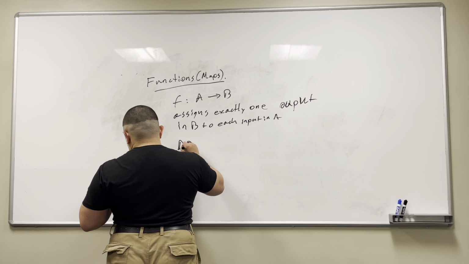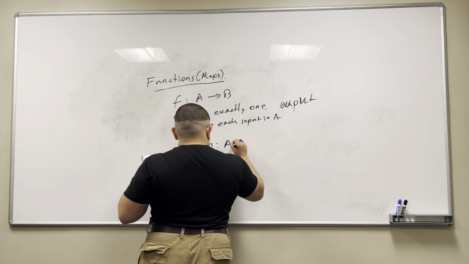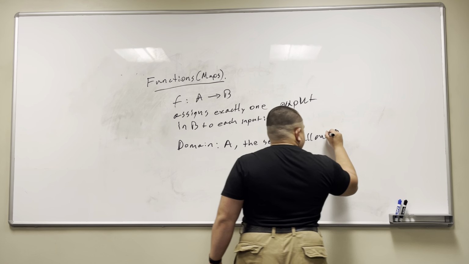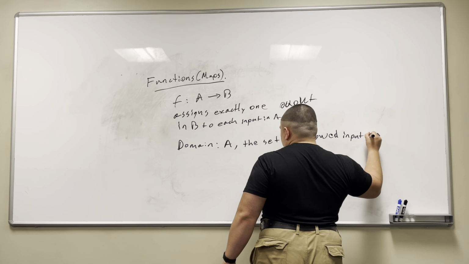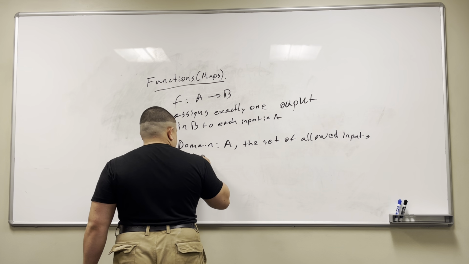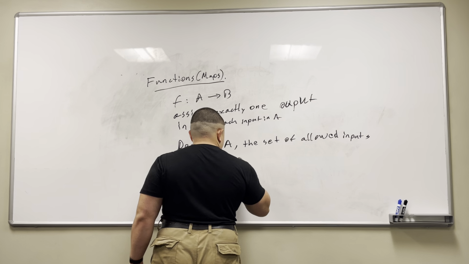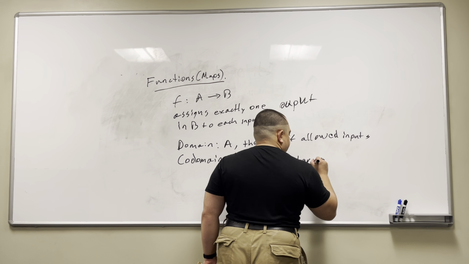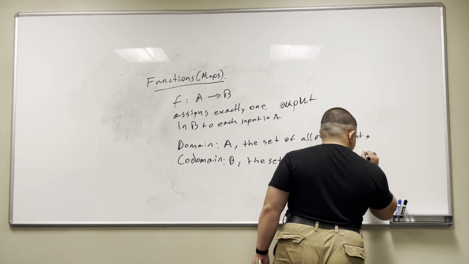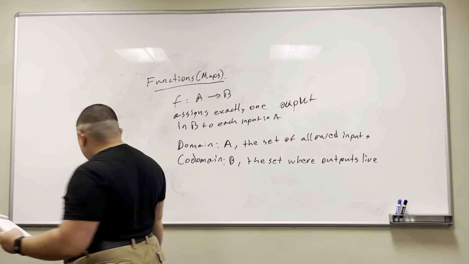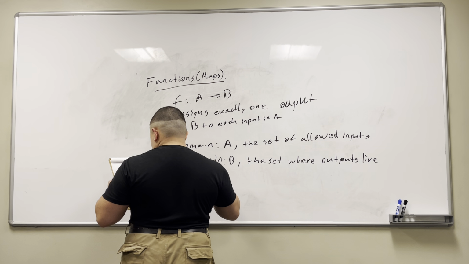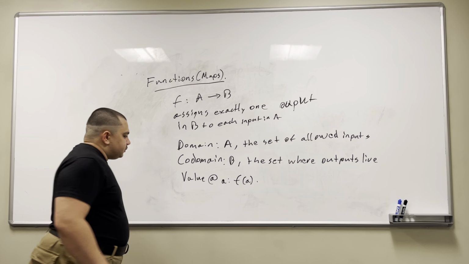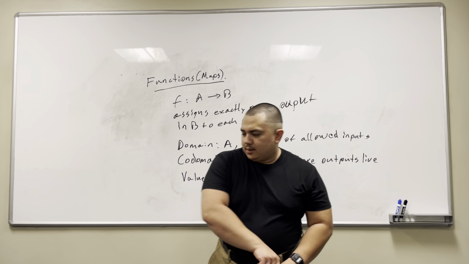So for this, there's the domain A, which is the set of allowed inputs, the codomain, the set where outputs live, and the value at A, which is f of A. All this makes sense.